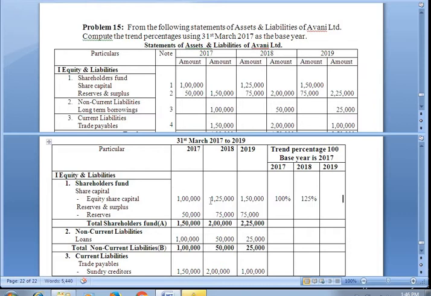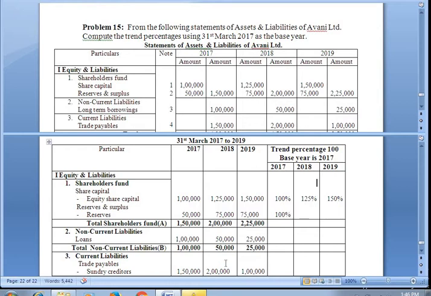Now next, 2019. Amount of 2019 is how much? 1,50,000. 1,50,000 divided by 1 lakh into 100 is 150%. Calculation of percentage is very easy in trend analysis. Next one is reserves and surplus. In reserves, the amount is 50,000 in 2017, that is our base year, so we write here 100%.